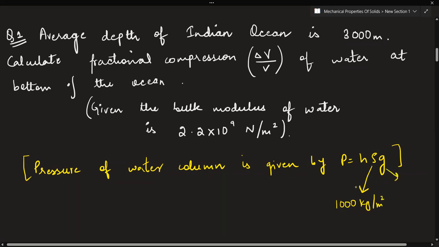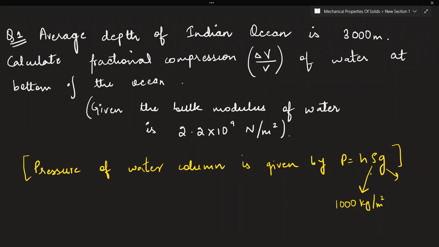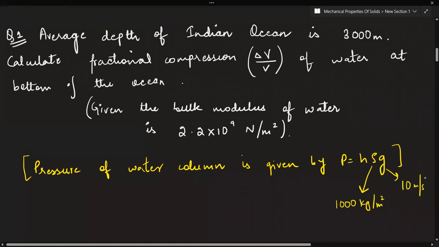And acceleration due to gravity. Do you know the value of the acceleration due to gravity? 9.8. But in this question, just take it as 10 meter per second square, and height is already given, 3000 meter.